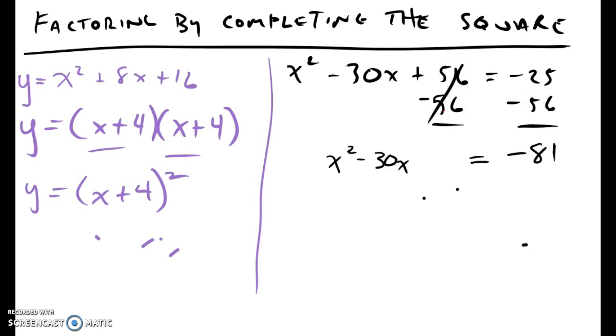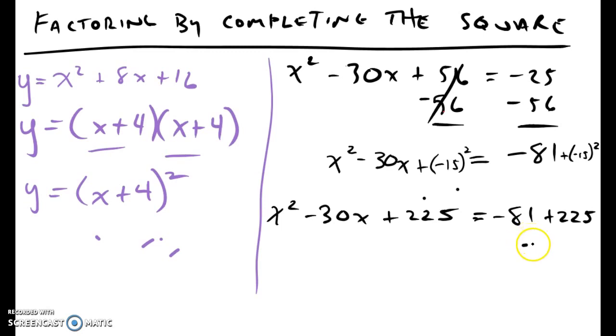When you complete the square, you actually cut the coefficient of the linear term in half and then you square it. And then you add it to both sides to keep the equation balanced. So I'm going to cut negative 30 in half, and I've got negative 15, and then I'm going to square it, and I'm going to do it to the opposite side as well. And now, negative 15 squared is 225, as we know. And when we combine negative 81 and 225, we get 144.